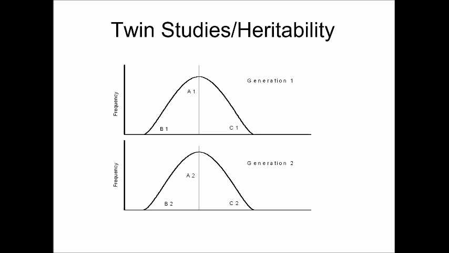But relatively tall parents, C1, will have relatively tall children, C2, and same thing with B1, who are shorter. Their children, B2, will also be among the shortest in the village. And this is because heritability is high, this position within the population is heavily influenced by genetics.